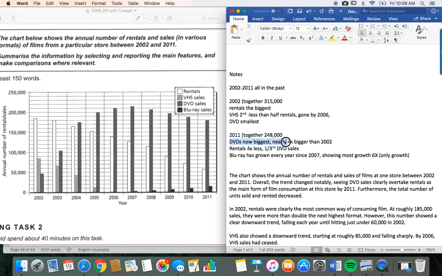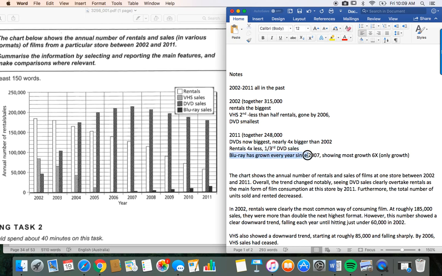Then DVDs, as you can see, are now the biggest here, and they peaked in 2007, and I haven't put that in my notes, but it's fairly obvious that they clearly became the top one and then went down. Rentals were 4 times less, so they started up here and they've ended here. So it's roughly a quarter of what it used to be. And it's 1/3 the amount of DVD sales. You can see it's roughly a third. But look at that. It's down here and it used to be up here. So it's decreased by roughly 75%, which is quite a lot. And it's also notably lower than DVD sales.